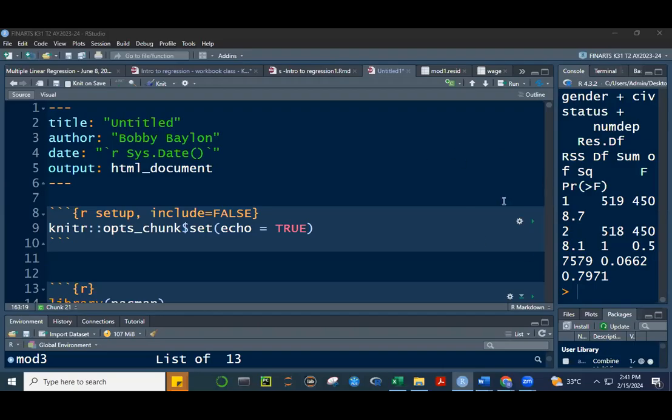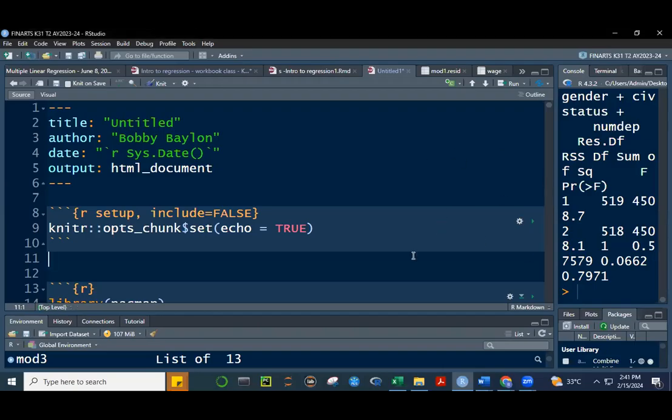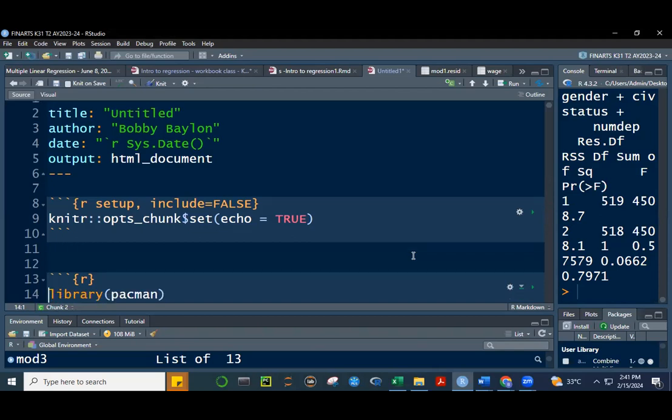Good afternoon, everyone. Today we're going to continue our discussion on linear regression. We're going to move from simple to multiple linear regression, which is the real deal. So let's start first with a quick review of what we have done so far.